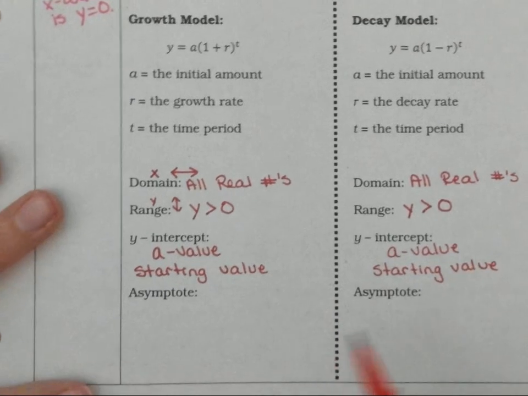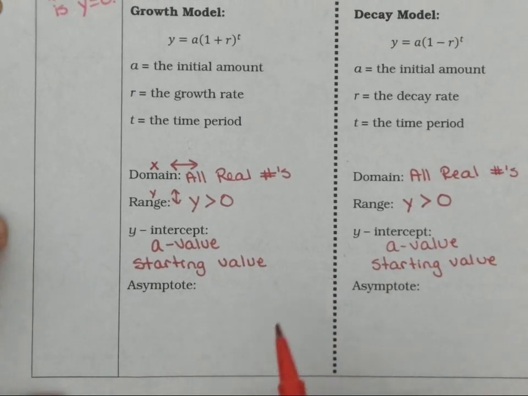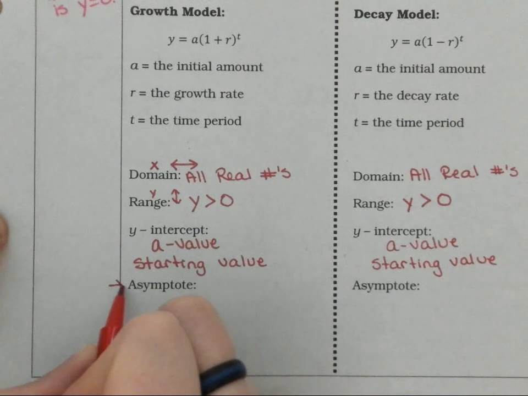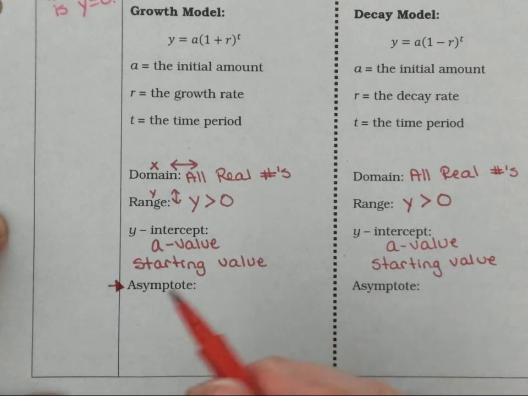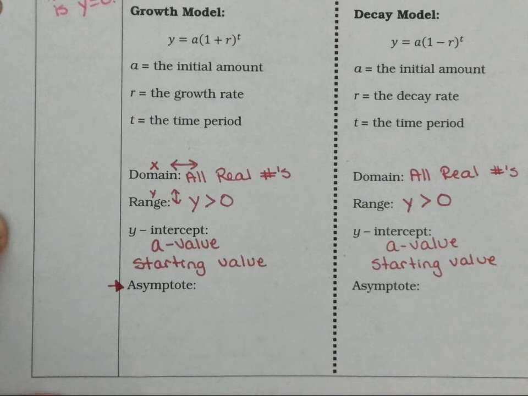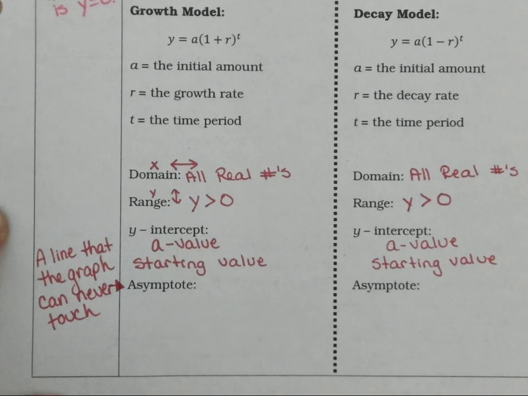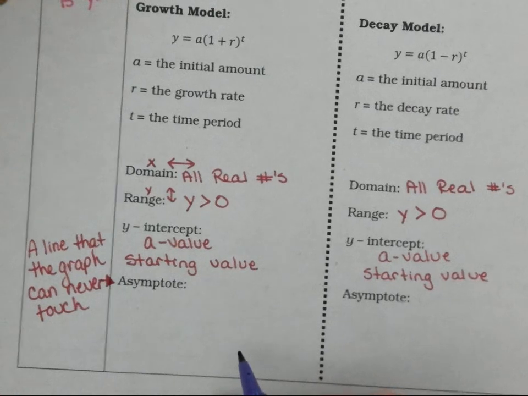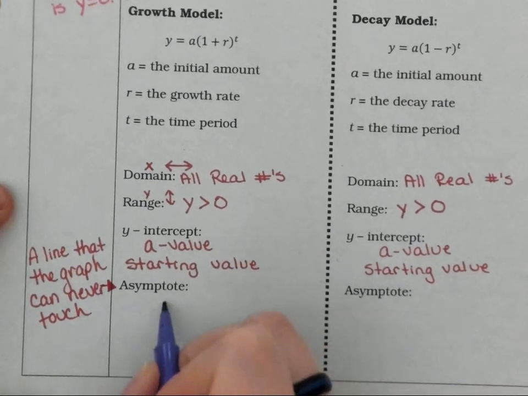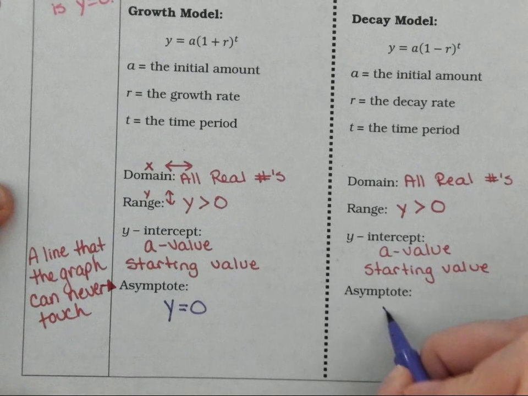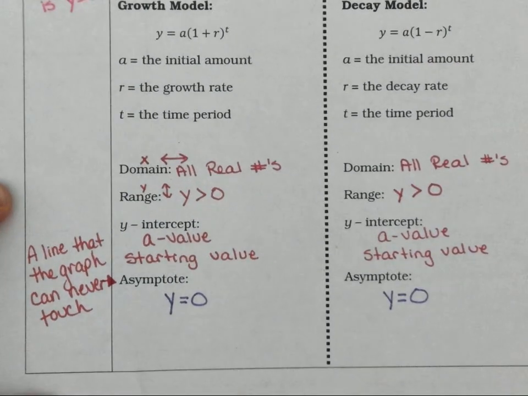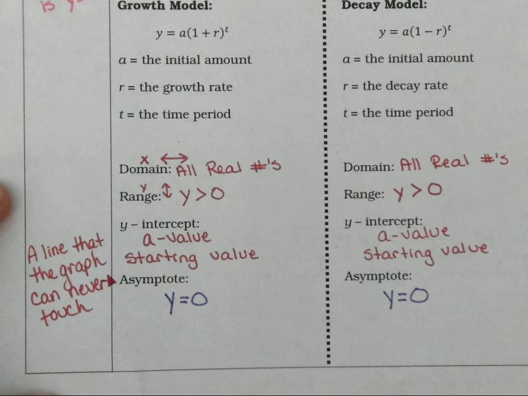And then asymptote. The definition that we're going to use for asymptote is a line that the graph can never touch. Okay, a line that the graph can never touch, we talked about this. The asymptote for our exponential functions is y equals 0, and that's for both of these. Okay, the graph is never going to touch y equals 0.